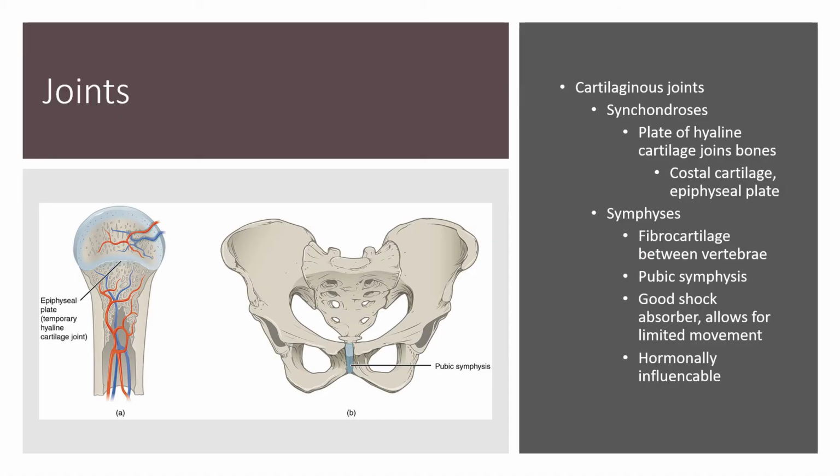Cartilaginous joints, they can be synchondroses as well, where you have bones that are attached by a plate of hyaline cartilage of some kind, like your ribs with your sternum. Your ribs don't directly touch your sternum. None of them do. You have a little band of hyaline cartilage between them that helps facilitate movement of the thoracic cavity for breathing. The epiphyseal plate also counts as a synchondrotic joint.